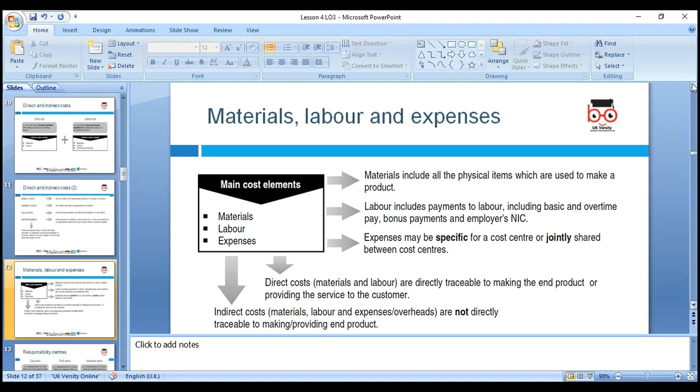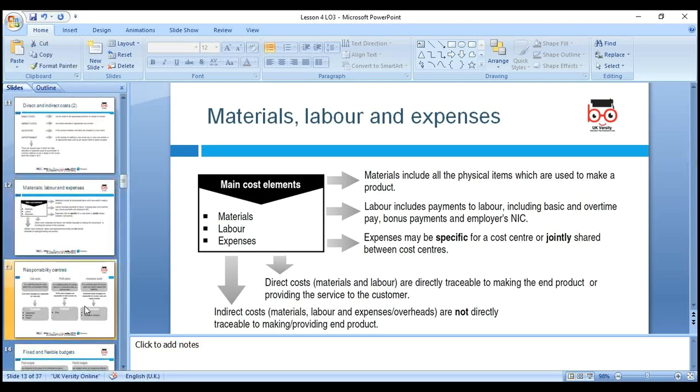Labor includes the payment to the labor, including basic and overtime, which we will pay, including NI. Expense may be specified to the cost center. The cost center depends upon, like, 70% services canteen offering to this department, 30% other, so we can allocate the cost accordingly. The proportion method is what we normally use.